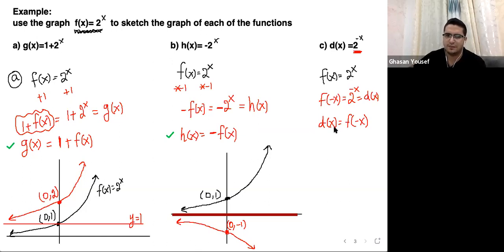This tells me how to graph the function d of x. If you want to graph the function d of x, you have to graph the original function f of x. Then you have to reflect it around which axis? Because the minus is inside, you have to reflect it around which axis? Do you know?